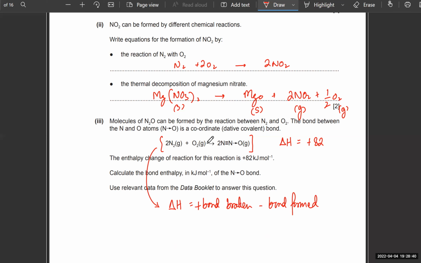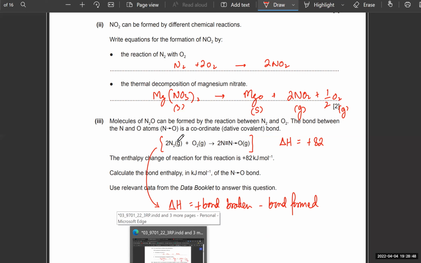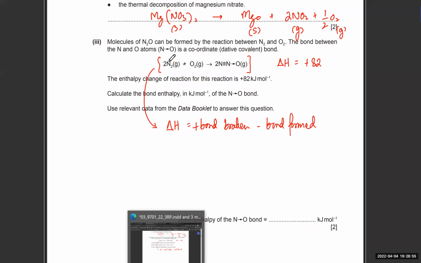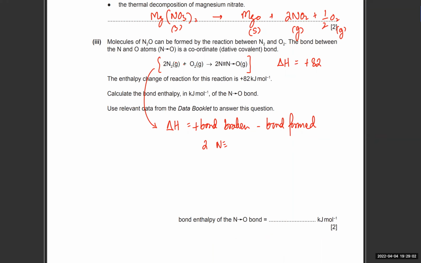Bond formation is an exothermic process. So you open the data booklet and you figure out how many bonds are formed. The first thing is you have to count the bonds that are getting formed and broken as well. So the bonds that are broken are the two N triple bonds that are being broken. That is one. And then there's an oxygen double bond oxygen that's being broken in the O2 molecule. So that is one of them.